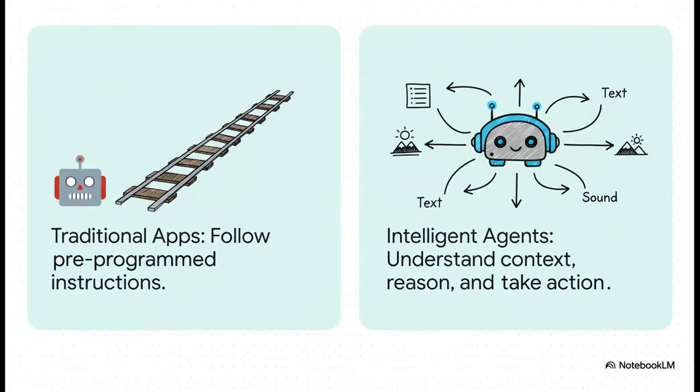This slide really nails the core difference. Traditional apps are like trains on a track, right? They follow a fixed, pre-programmed path. That's all they can do. But intelligent agents, they're completely different. They can understand context, reason about the best way to do something, and then take action on their own. And that is the game changer.